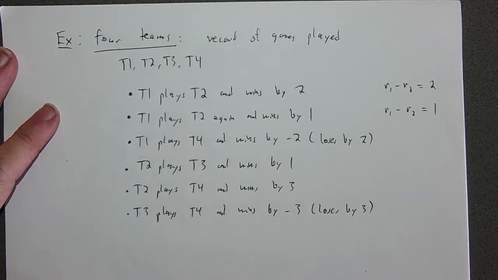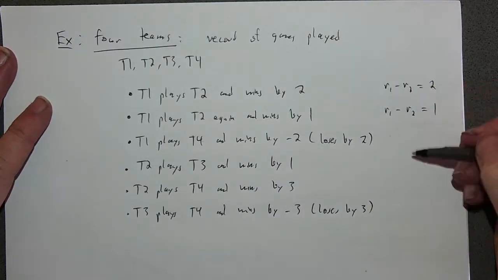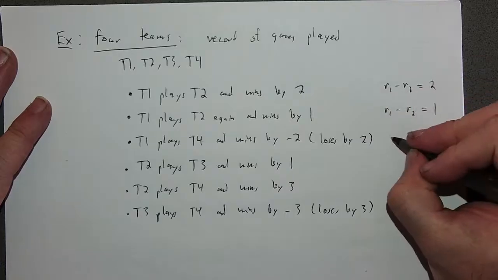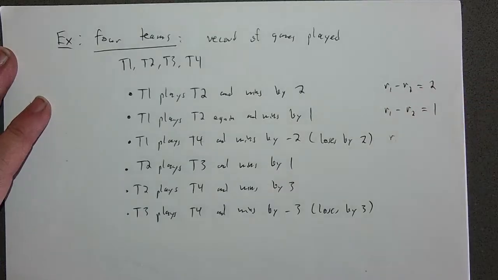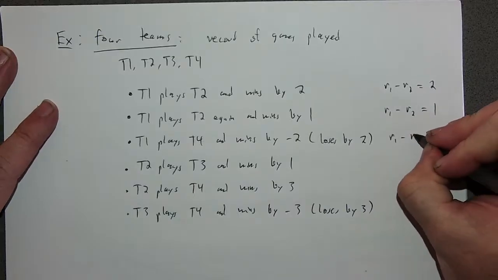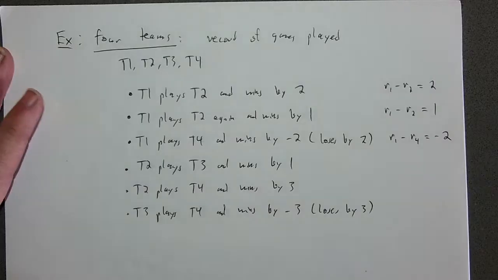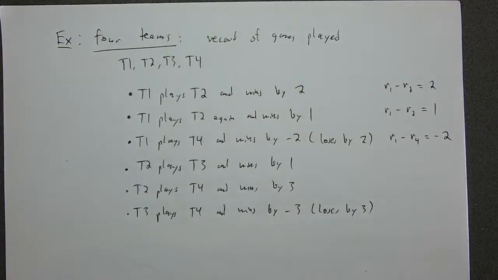Team 1 plays Team 4 and wins by -2. So now we're seeing the benefit here in terms of organizing these equations. Because I can rewrite it in the same order here, this is r sub 1 minus r sub 4 is equal to -2, so that I do not have to even change the order here.